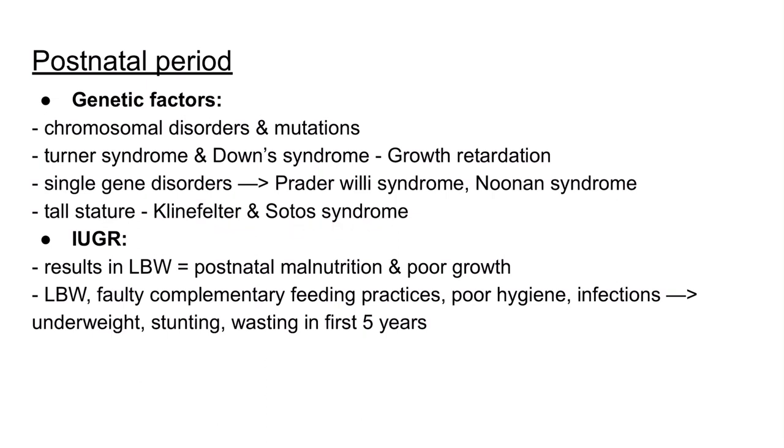Now intrauterine growth restriction results in low birth weight, which indicates postnatal malnutrition and poor growth of the newborn. So low birth weight and faulty complementary feeding practices, poor hygiene, infections, all lead to underweight, stunting or wasting in the first 5 years.